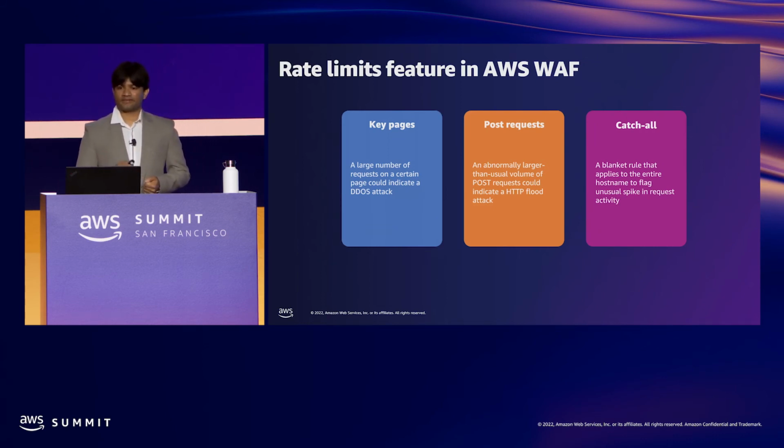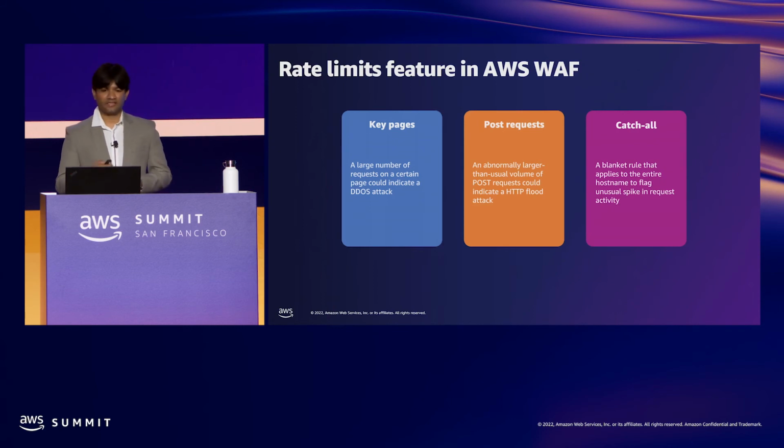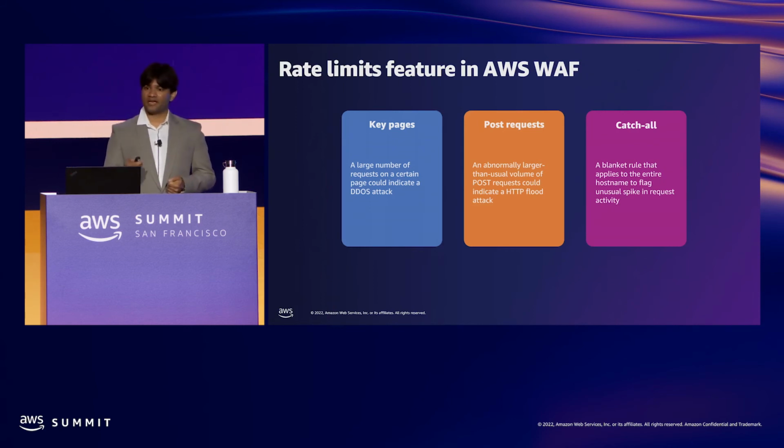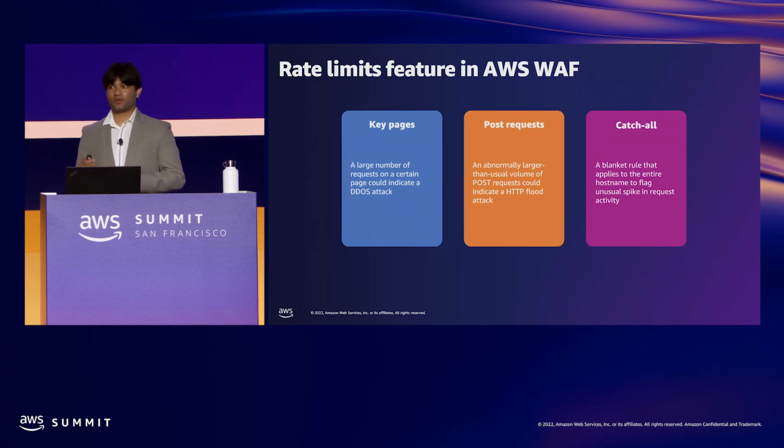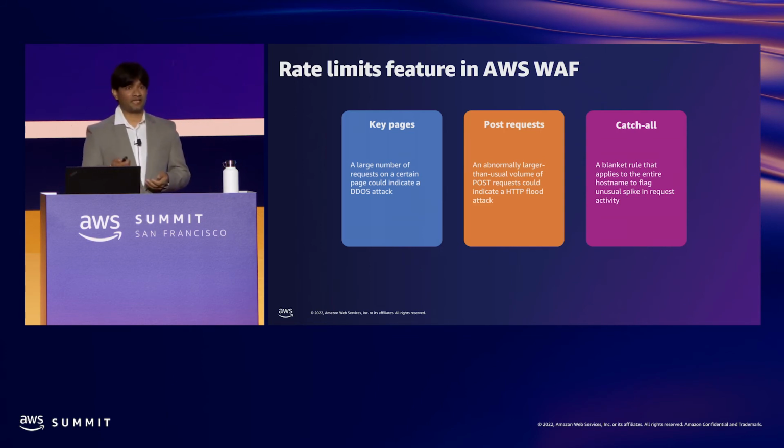For the post request, say with HTTP flood attacks, for example, the attacker would want to overwhelm the origin or your backend server with HTTP requests with the intention to bring it down. And as you know, post requests take maximum amount of resources and require a lot of backend processing. So I recommend setting up a rate limit that monitors the volume of post requests on your application and even on the specific pages.